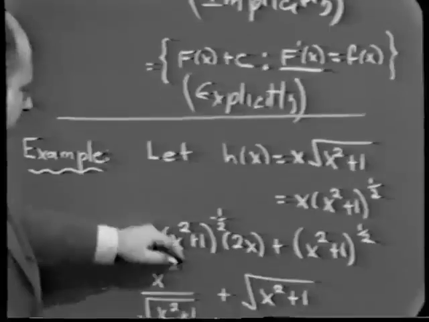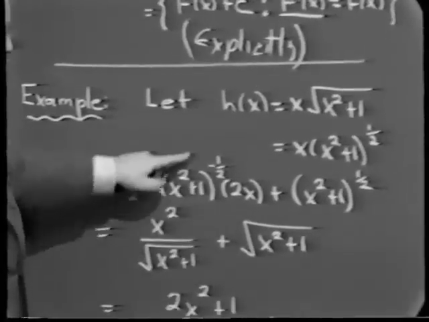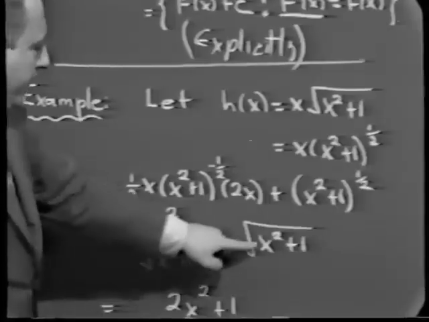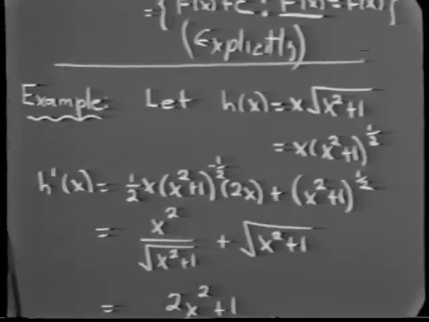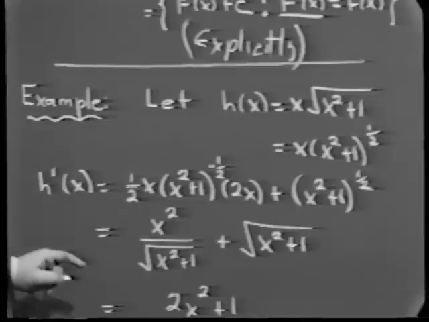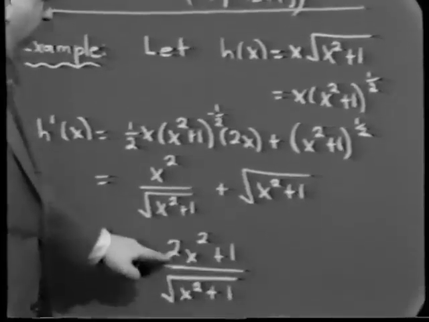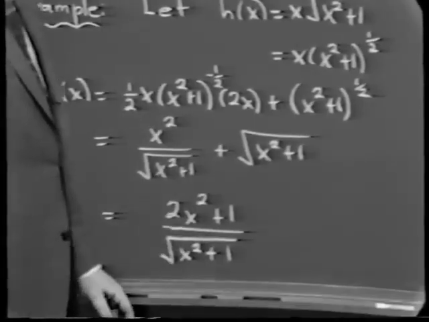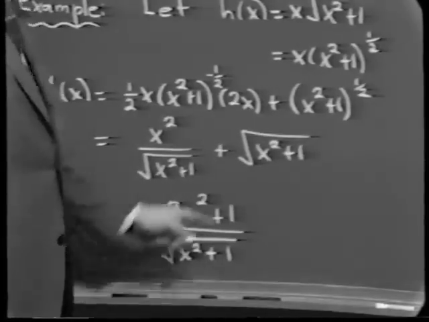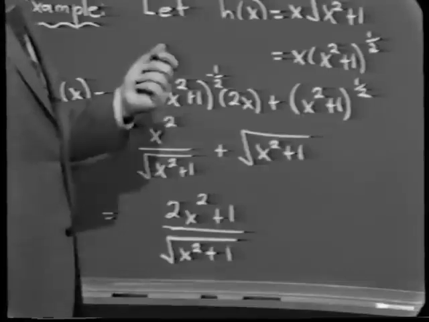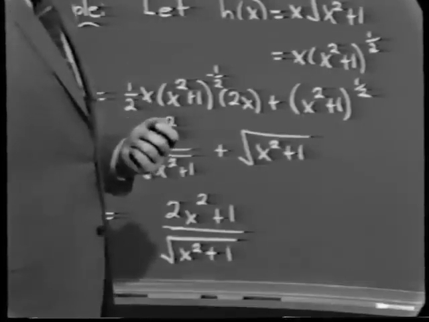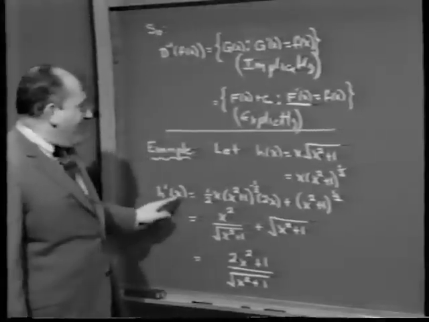At any rate, simplifying, bringing the minus 1/2 power into the denominator, then putting everything over a common denominator, I wind up with the fact that h prime of x is (2x squared plus 1) over the square root of x squared plus 1. I hope I haven't made a careless error here. But again, one of the beauties of the new mathematics is that it's the method that's important. Okay? Now, at any rate, what do I know?